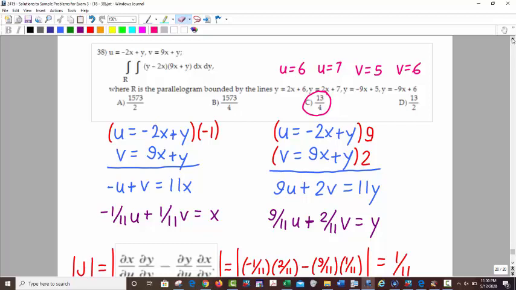Okay, something different finally. So now you can see the common thread here, and it's kind of telling you what u and v are right here anyway. But if you move that over, you get negative 2x plus y, so that's going to tell you that u is 6. Same thing here, so you get u equals 7. And then here, this is 9x plus y when you move it over. So it makes that equal to v. v equals 5 right here, and then v equals 6. So u will go from 6 to 7, and v will go from 5 to 6.